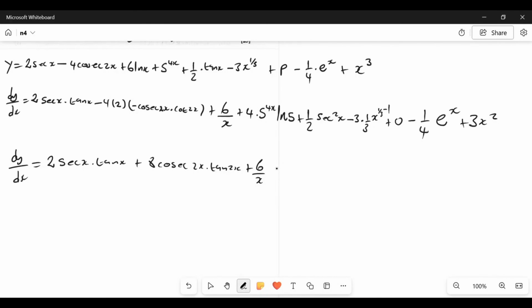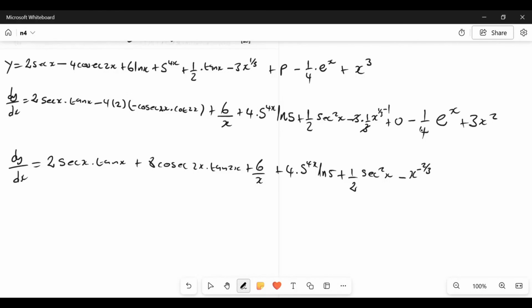And then we move to the fourth term. We have 4 multiplied by 5 to the power of 4x ln 5. So nothing changes on this one. So we move to the fifth term. We have half multiplied by sec squared. So this is going to be half multiplied by sec squared x. There we go. Now we move to the sixth term. On the sixth term, we have 3 divided by negative 3. We're going to be left with negative 1. Then we have x to the power of 1 over 3 minus 1. So this is going to give us negative 2 over 3 as the exponent, plus 0.